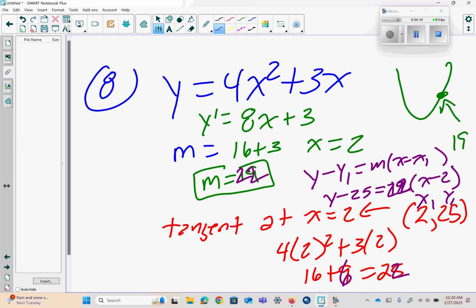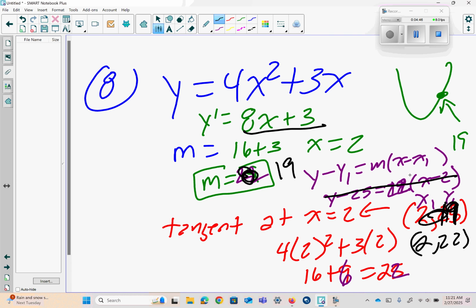I plug 2 into the derivative. Oh, wait. Did I make a mistake? If I plug 2 into the derivative, that's 19. So that should be 19. My goodness, I'm just making errors all day long. Oh, wait. Slope is 19. Okay, I see what you're saying. And that's 22. So that should be 2 comma 22, right? And slope of 19. So I have to change my equation. My equation's wrong. Can't take me anywhere these days.